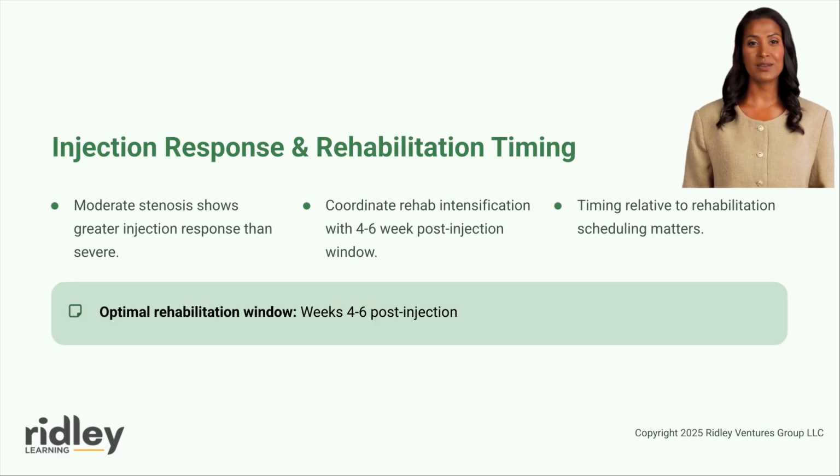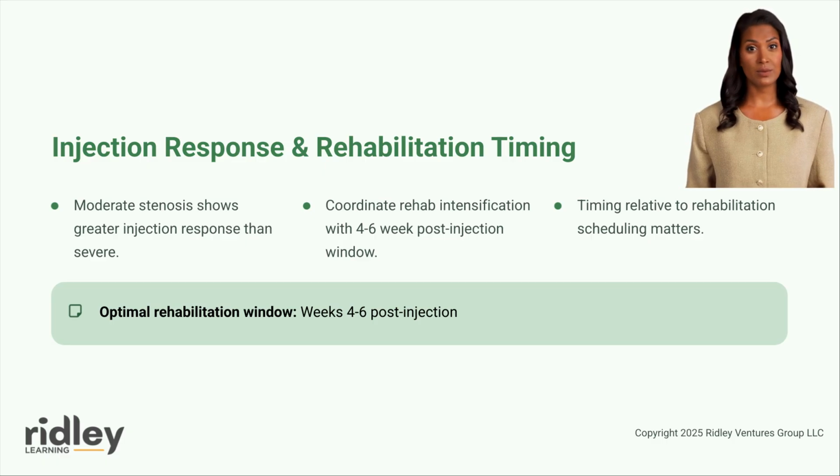Clinical research has examined factors that predict injection response and inform patient selection. A study by Kim and colleagues found that patients with moderate stenosis demonstrated greater improvement in pain scores and walking distance following epidural steroid injection compared to patients with severe stenosis. This finding suggests that injections may be most beneficial earlier in the disease course, before advanced structural changes limit treatment response. The clinical implication is that timely referral for injection consideration, rather than reserving injections as a last resort, may optimize outcomes for appropriate candidates.